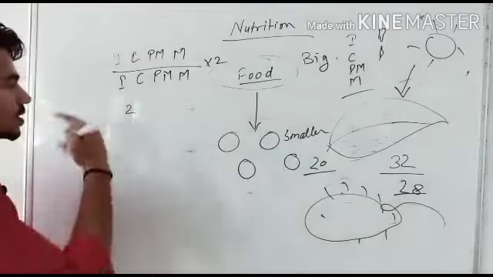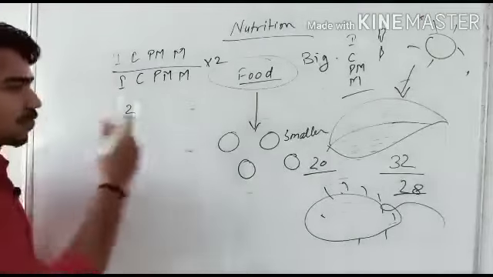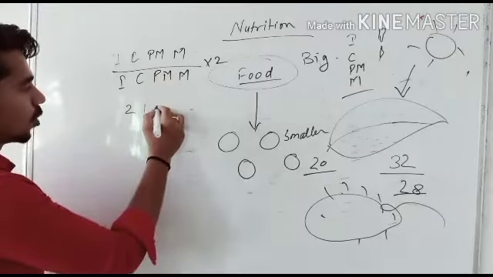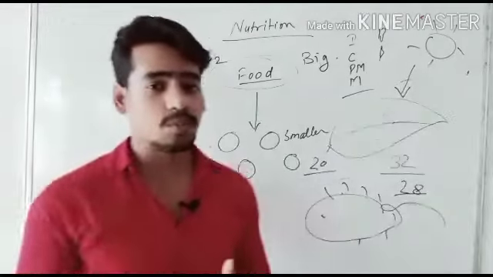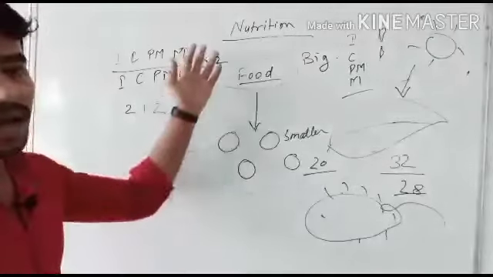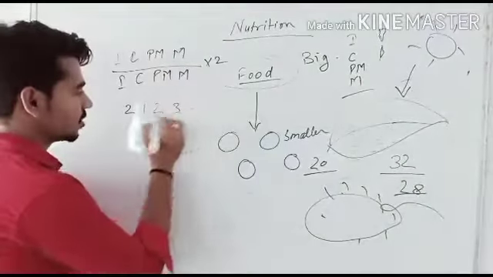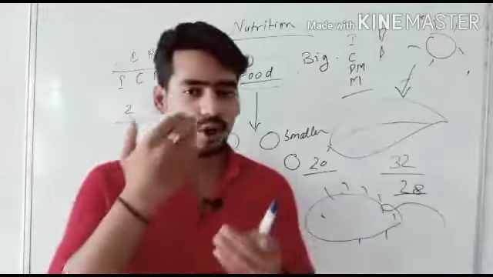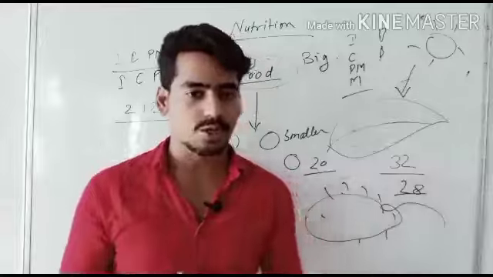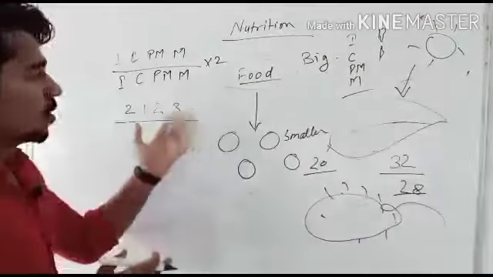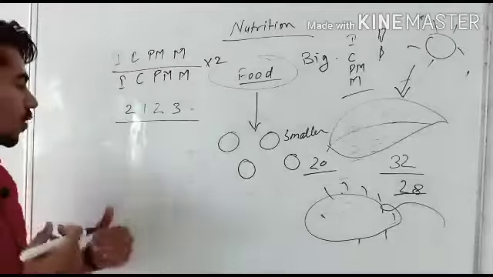That is 2 incisors on the upper side of the first half, then 1 canine, and then premolars. How many premolars are present in our teeth? That is 2. And in the last, about molars, 3 molars are present in our upper jaw. This is the talk about the half part of the upper jaw. And now we are going to count the teeth inside our lower jaw.